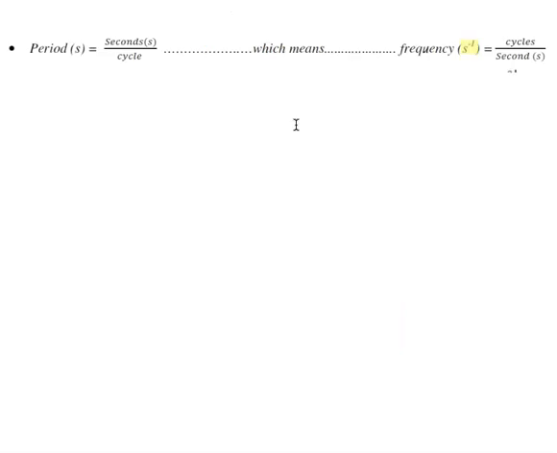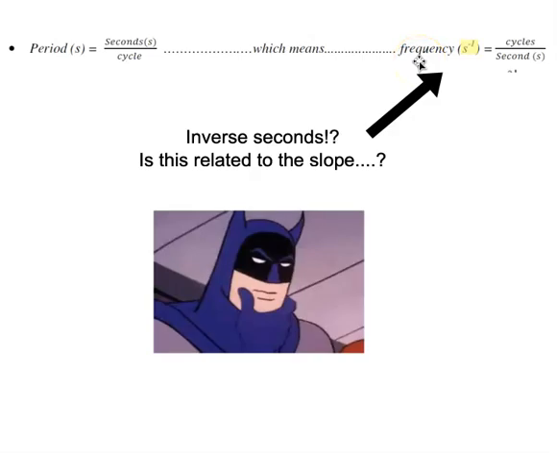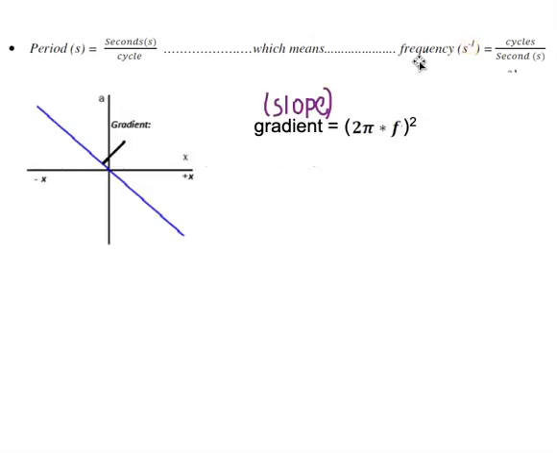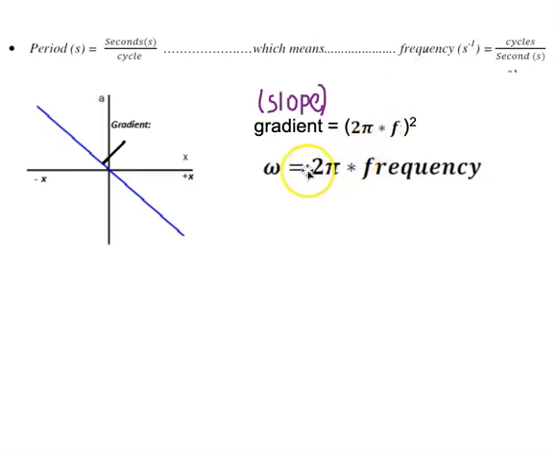If we go back to this relationship between period and frequency, we notice frequency is inverse seconds. And so maybe that is what's relating to the slope, and it is in fact. So the slope of this graph is actually 2 pi times the frequency, squared. And this is called the angular frequency, omega.